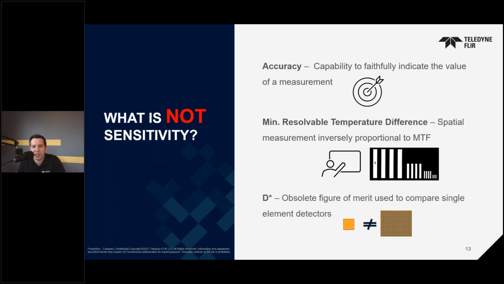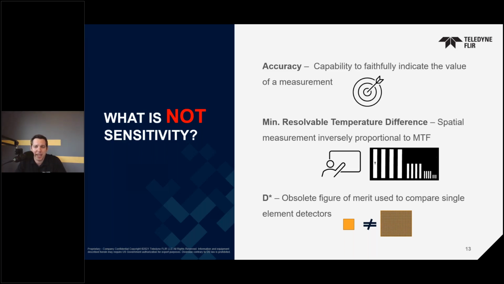NEDT is not D-star. We don't use D-star here at FLIR Science and Research vertical. We don't use it because it's an obsolete figure of merit, which was used to compare single element detectors. It doesn't work well for comparing focal plane array type detectors that we see here.